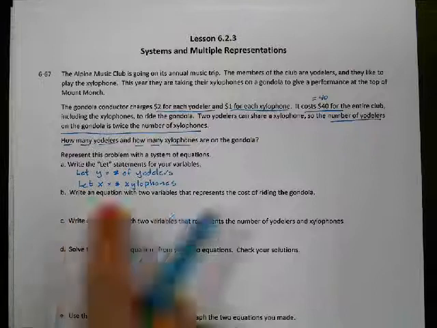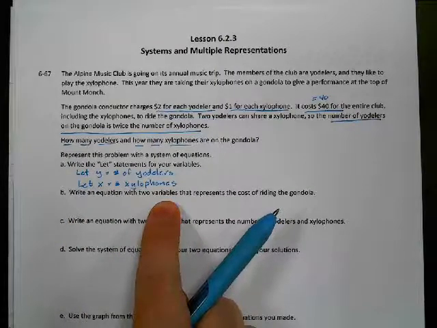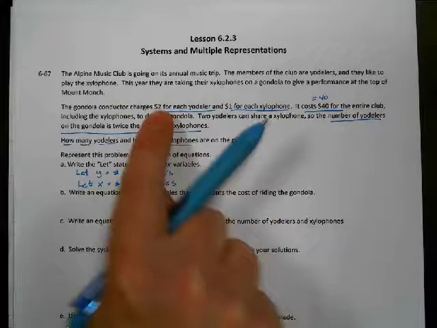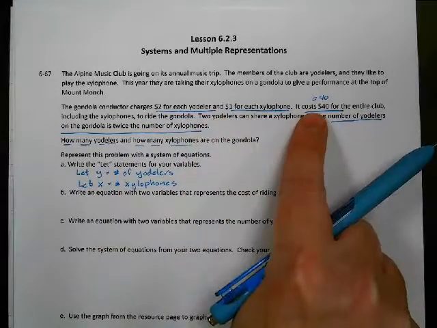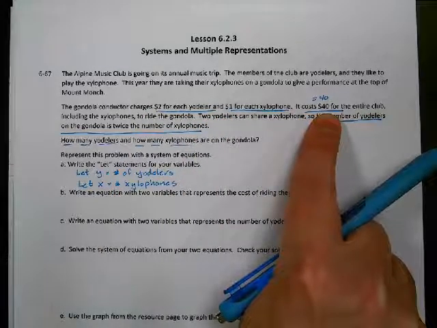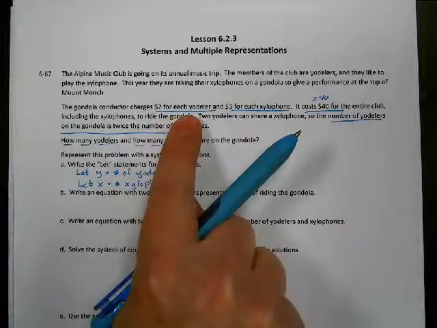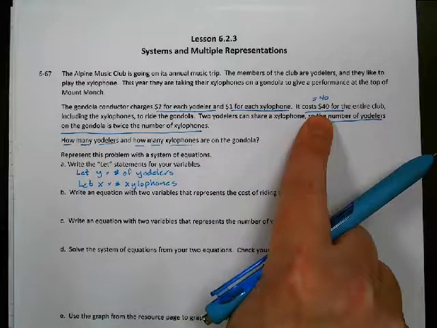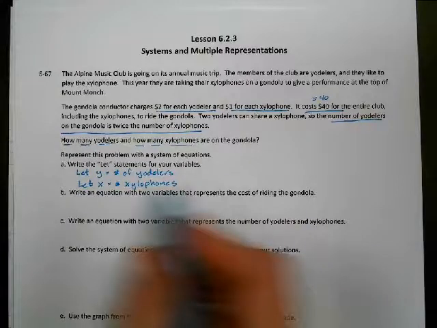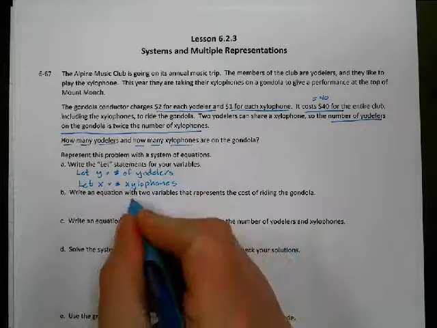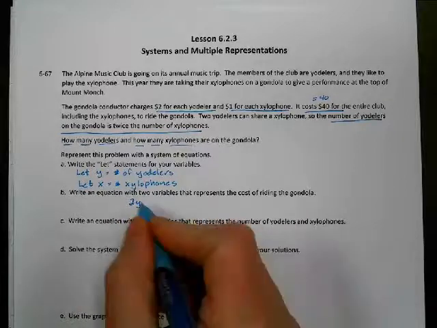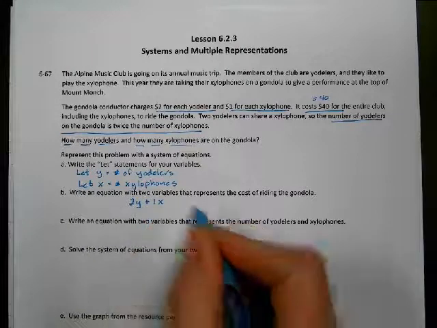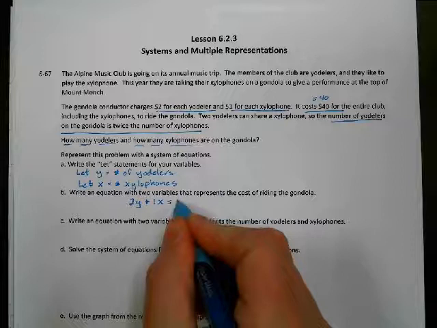All right, so now we're going to write an equation with two variables. Your equation needs to have two variables in it that represents the cost of riding the gondola. Let's go up here to where it was talking about costs. It looks like the cost of the whole club is $40, but there were two parts to that cost. It was $2 for a yodeler and $1 for a xylophone. So that's what it's going to cost to ride the gondola. So it's going to be 2 for every yodeler, so 2 times y, plus 1 times x, so $1 for the xylophones, and that's going to be a total of $40.